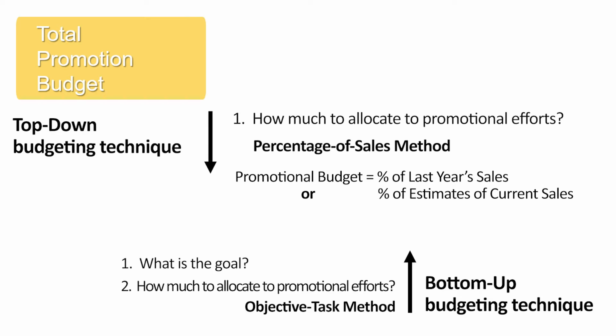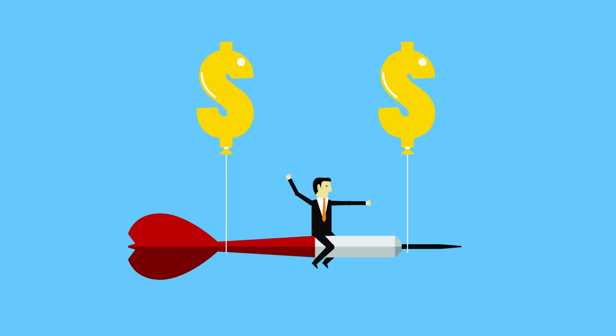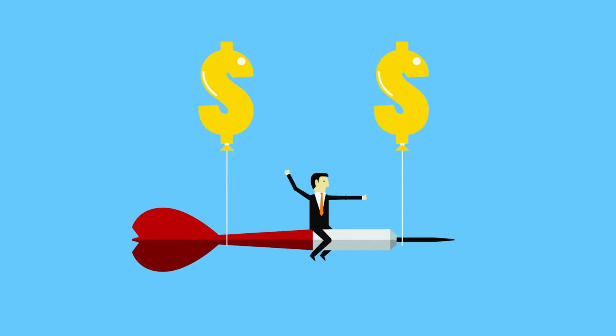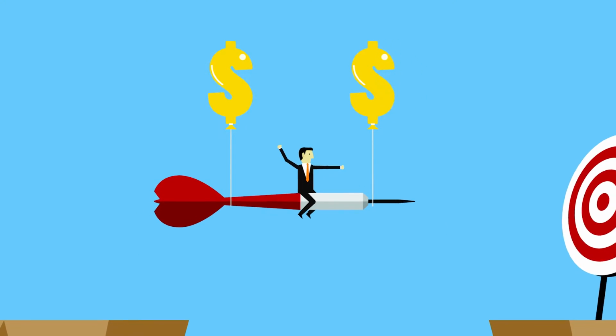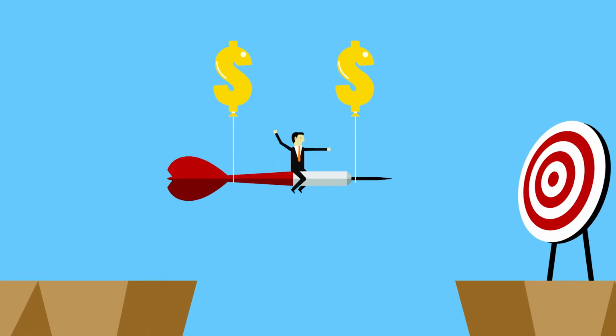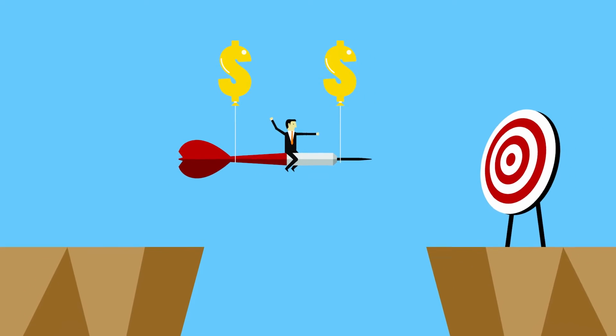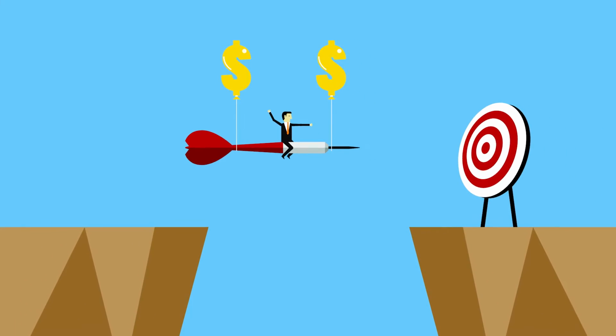Using this approach, the firm first defines the specific communication goals it hopes to achieve, such as increasing by 20% the number of consumers who are aware of the brand. It then tries to figure out what kind of promotional efforts, how much advertising, sales promotion, buzz marketing, and so on, it will take to make the goal, and then define the budget.